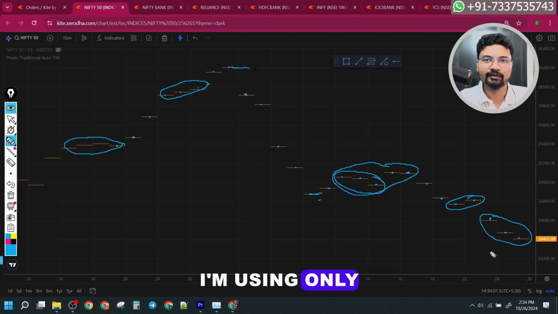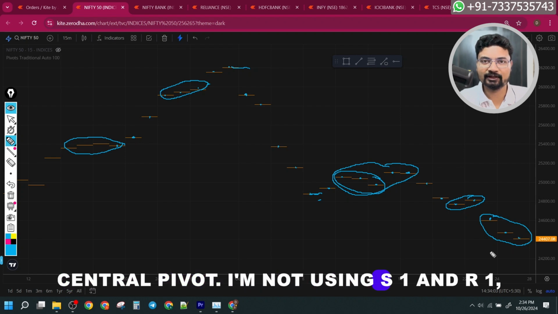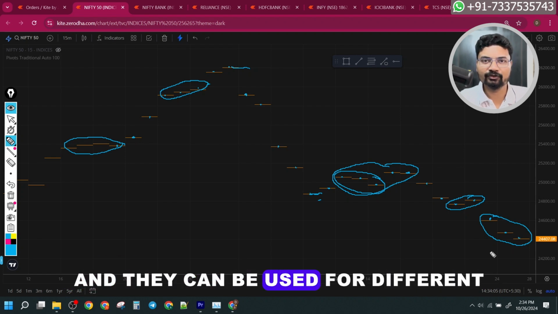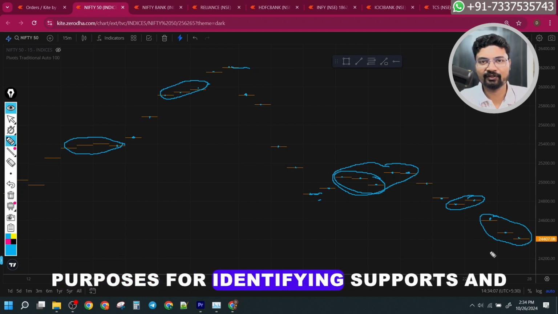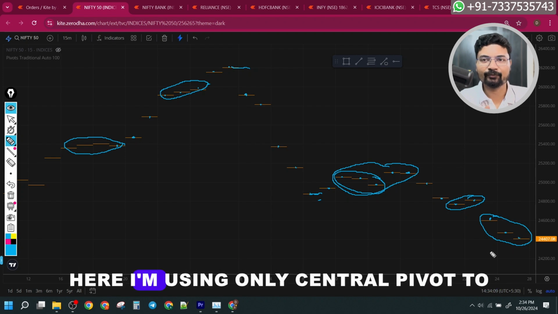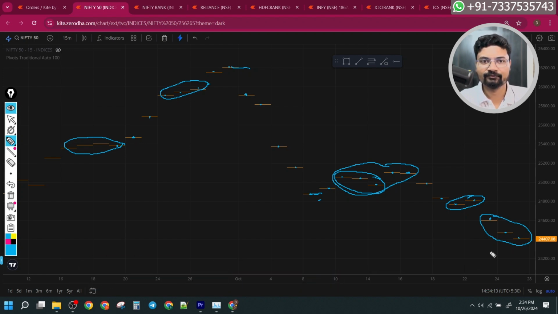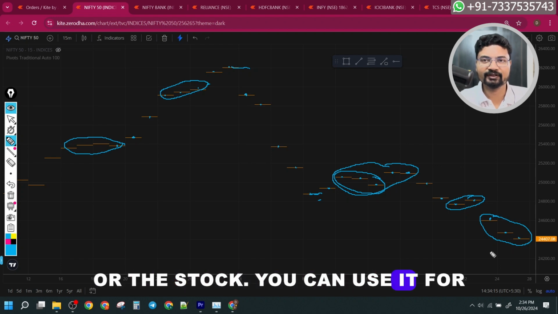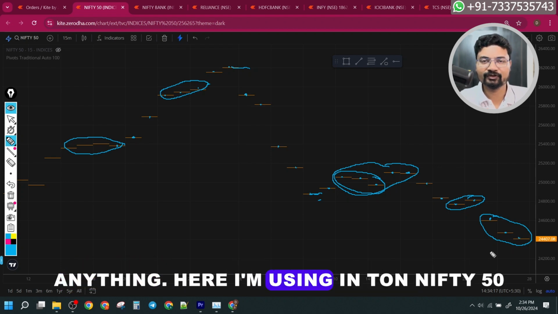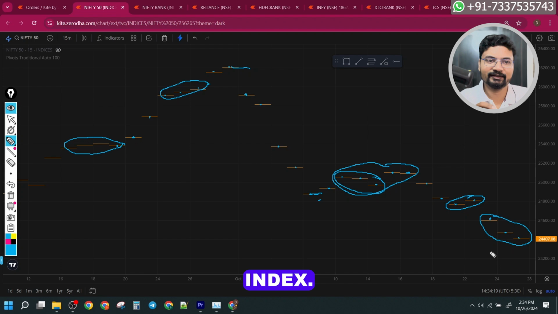I'm using only central pivot. I'm not using S1 and R1, and they can be used for different purposes for identifying supports and resistances. Here I'm using only central pivot to identify the trend of the market or the stock. You can use it for anything. Here I'm using it on Nifty 50 index.